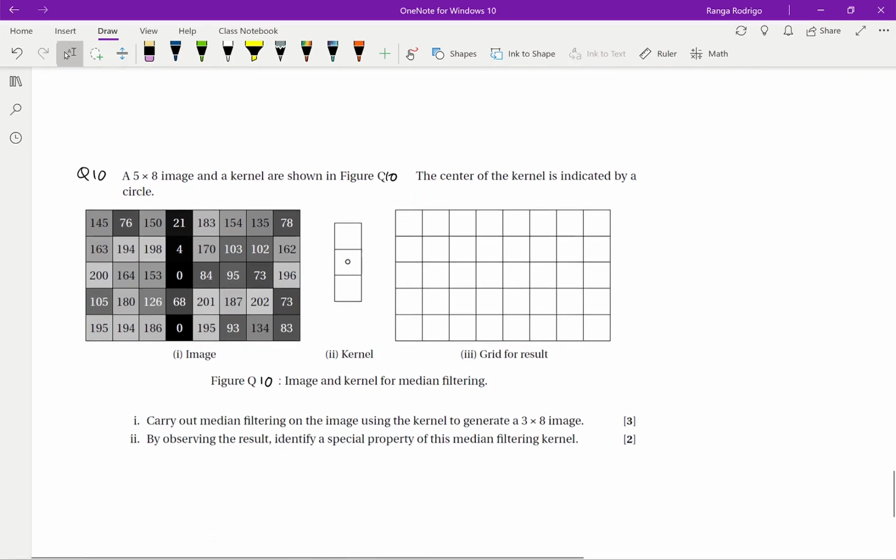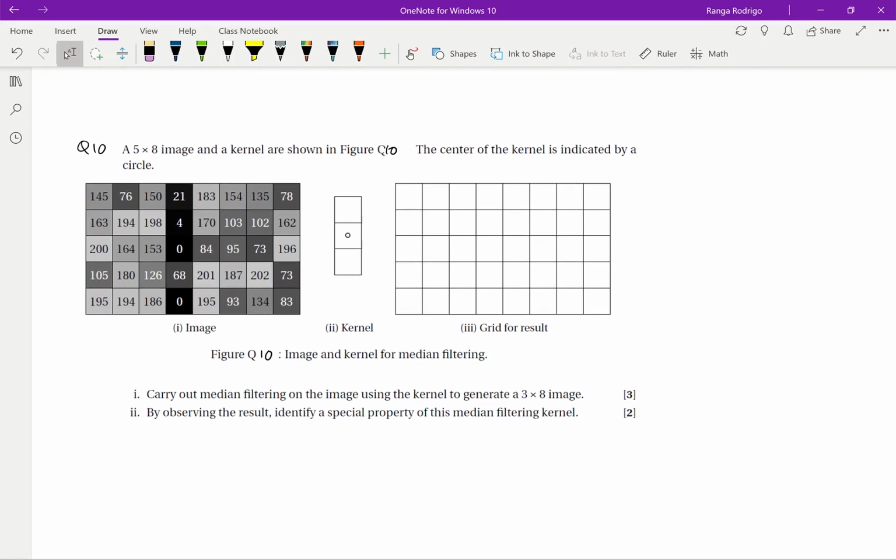Question number 10, the last one. A 5 times 8 image and a kernel are shown in figure Q10. The center of the kernel is indicated by this one. Carry out median filtering on the image using the kernel to generate a 3 by 8 image. So you see the kernel can first be located here with the center over there. It cannot be located otherwise. So median means you pick the middle value.